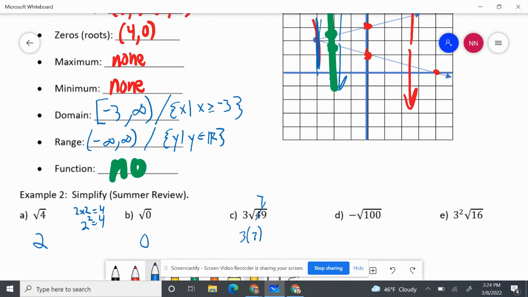3 times 7 gives us 21. The square root of 100 is 10, but because of the negative, that would be negative 10. And the square root of 16 is 4, but we have 3 squared, which is 9. 9 times 4 gives us 36.